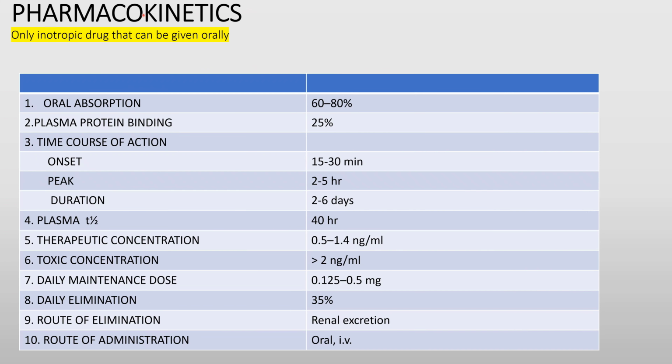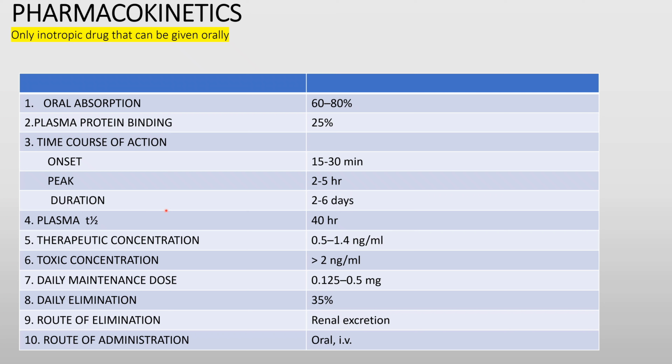Pharmacokinetics of digoxin. It is the only inotropic drug that can be given orally. It is absorbed mostly by the oral route, that is 60 to 80%. Its plasma protein binding is 25%. Its onset of action is about 15 to 30 minutes. Maximum effect may be reached in about 2 to 5 hours.